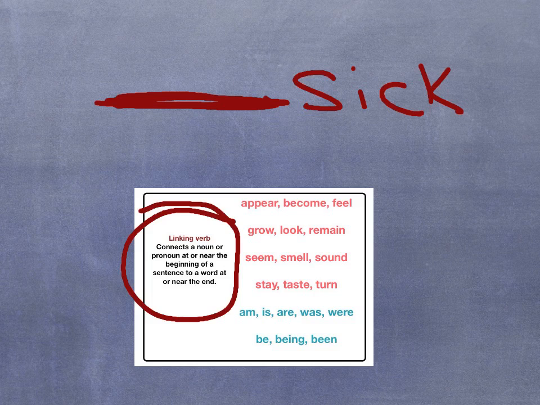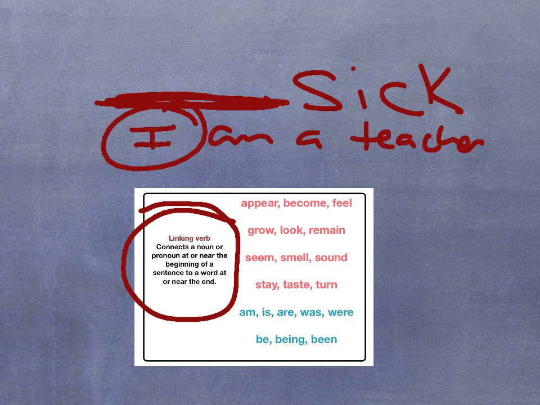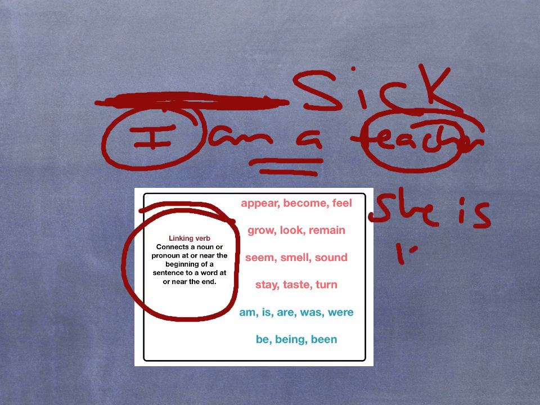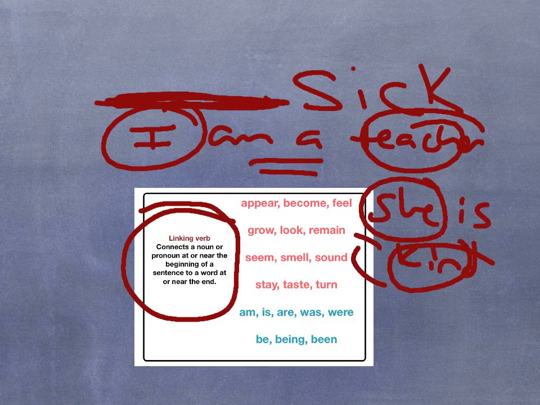If you think of this, I can say I am a teacher. All this is doing is showing that I and the teacher equal the same thing. It's just linking it together in a way. Or you can say she is kind. Again, she and kind, it's just describing and linking them together.